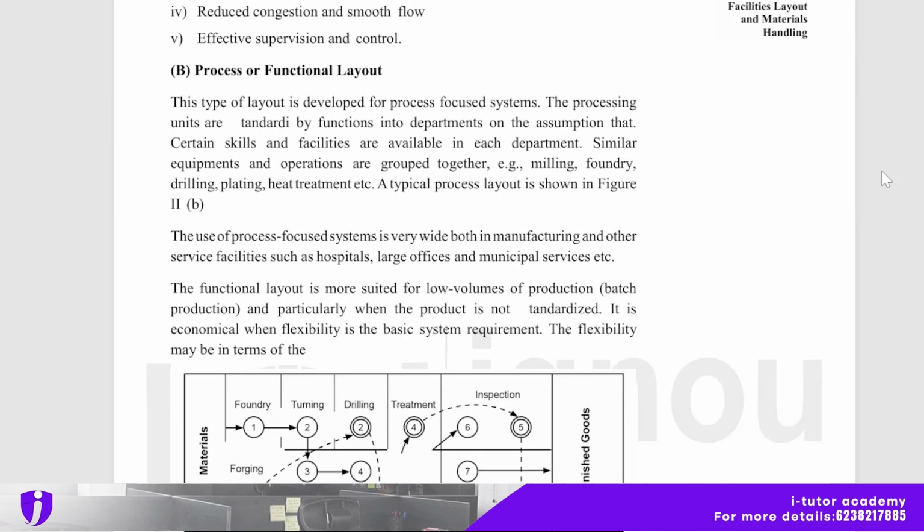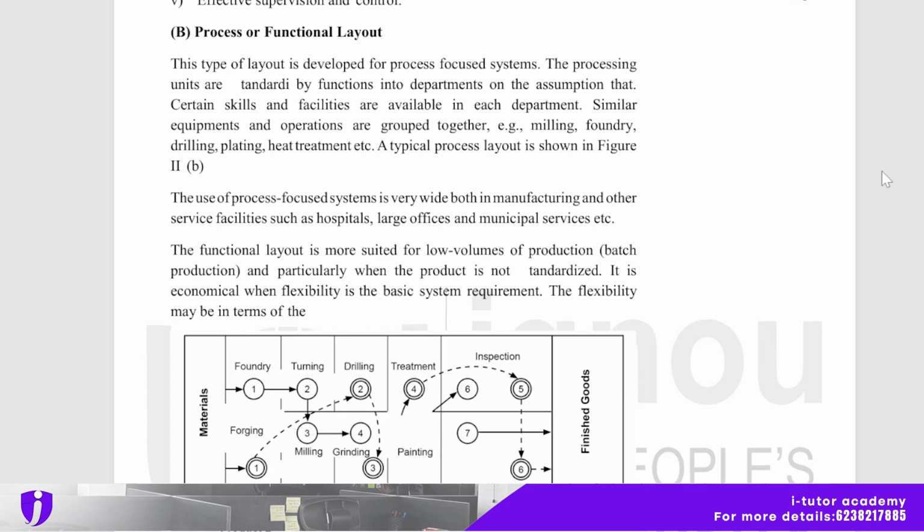And the process or functional layout. This type of layout is developed for a process focused system. The processing units are arranged by function into departments on an assumption that certain skills and facilities are available in each department. Similar equipment and operations are grouped together. Example: milling, foundry, drilling, plating, heat treatment, etc.